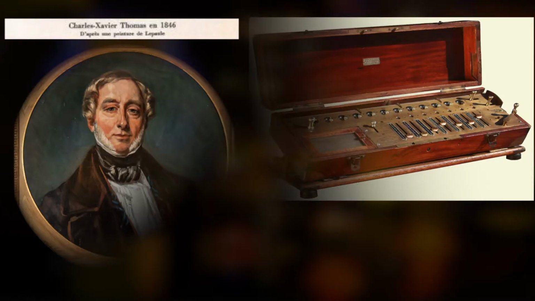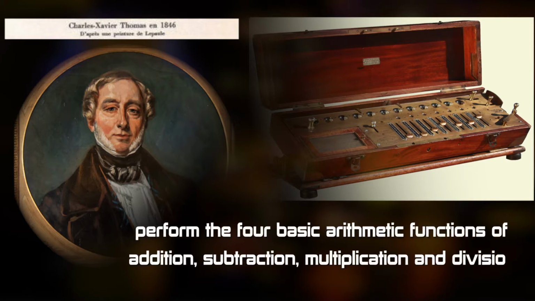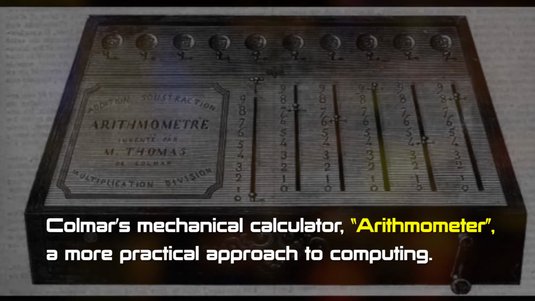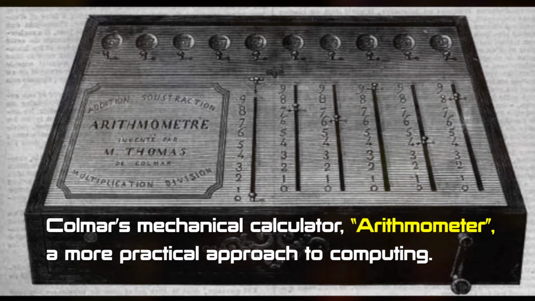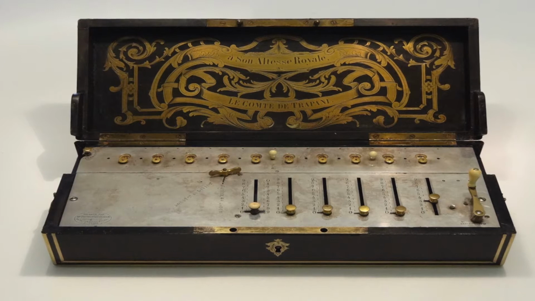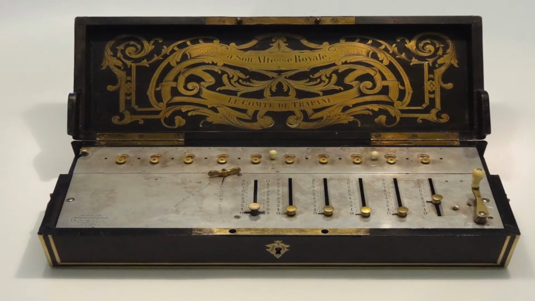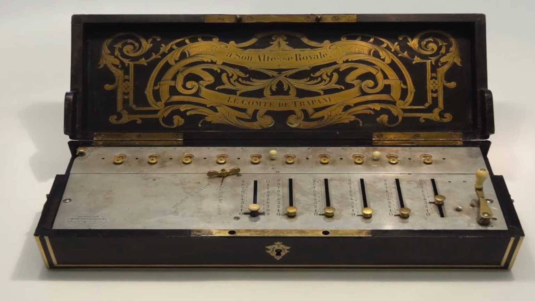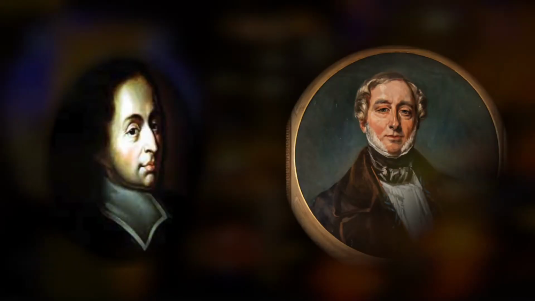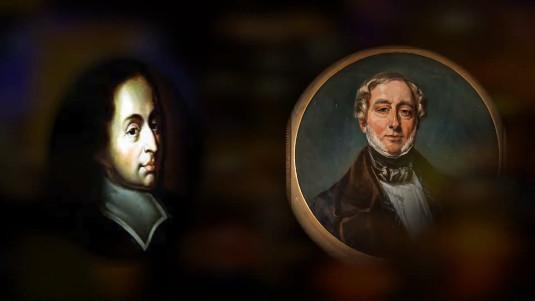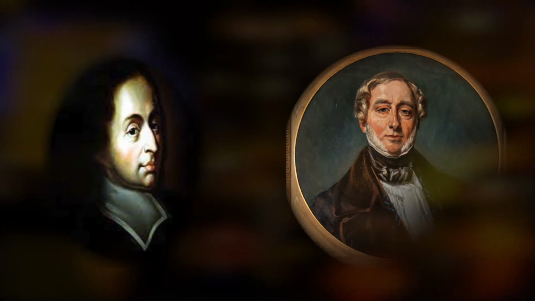In the 17th century, Colmar, a Frenchman, invented a machine that could perform the 4 basic arithmetic functions of addition, subtraction, multiplication and division. Colmar's mechanical calculator, the arithmometer, presented a more practical approach to computing. With its enhanced versatility, the arithmometer was widely used until the First World War, although later inventors refined Colmar's calculator together with fellow inventors Pascal and Leibniz. He helped design the age of mechanical computation.